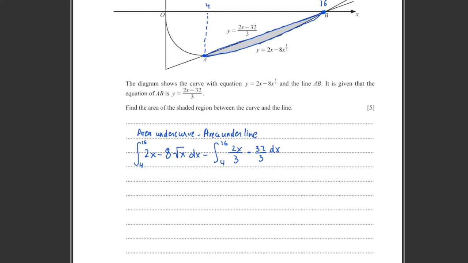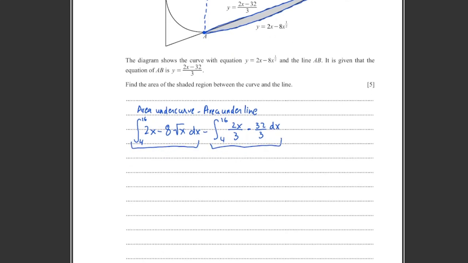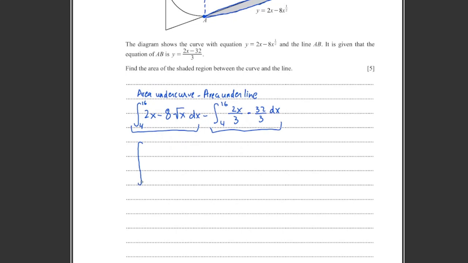I can combine these two integrals using my integral properties. If you haven't watched my video on AS level integration, it's a playlist, you should watch that and you will know what I'm doing over here. Using my integral properties, I can combine these two integrals, and I will have 2x minus 8 under root x minus 2x over 3 minus 32 over 3 dx. So I just combined these two integrals.